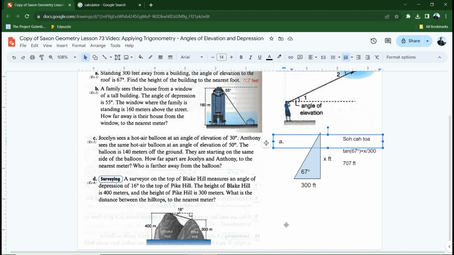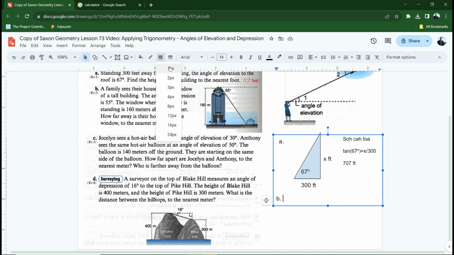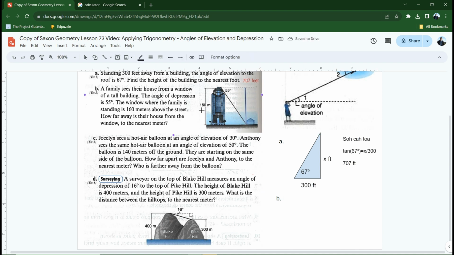And what we're going to do is just redraw another triangle down here for letter B. But this time we're going to be dealing with an angle of depression. And actually, I don't even know that we need to make our own triangle. We might just be able to use the triangle that's in the diagram. So what I need to do is think through what it is I'm looking for. A family sees their house from a window of a tall building. It's 160 meters up above the ground. So if this is their house, that means that this height here is 160 meters. Okay, that's noted over here.